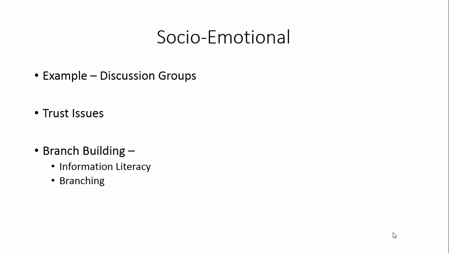Socio-emotional. An example of this would be a discussion group. Other examples would be chat rooms, learning communities. Socio-emotional is all about discussion. It's all about the community part that goes into literature and writing and digital literacy, because that is a big part of it. It's not just you doing it on your own.